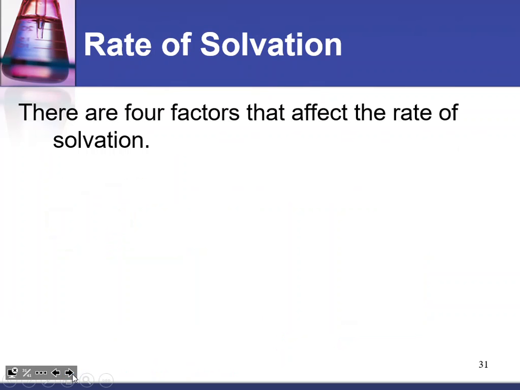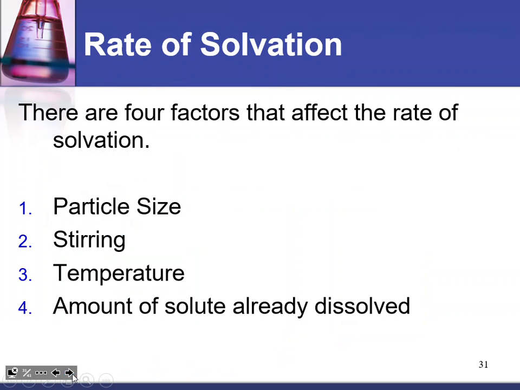So, how do we do this? There are 4 ways to do it: particle size, stirring, temperature, and amount of solute. Okay? So, same idea as in chemical reactions. Particle size is about how the mixing occurs. Now we're just mixing, we're not actually reacting, so you don't have bonds breaking and bonds forming, but you're mixing the solvent and the solute together.